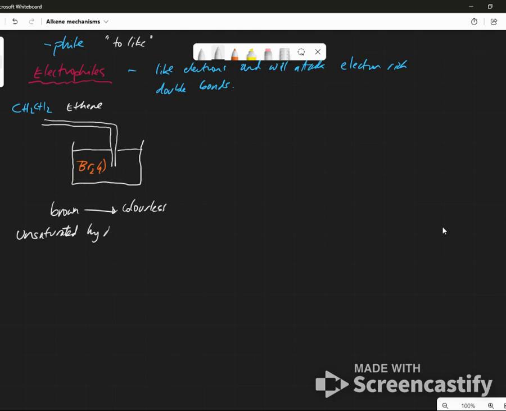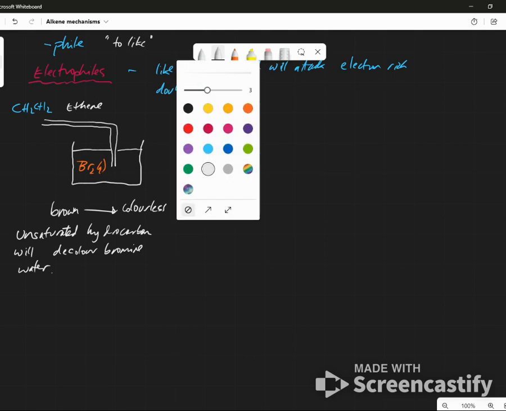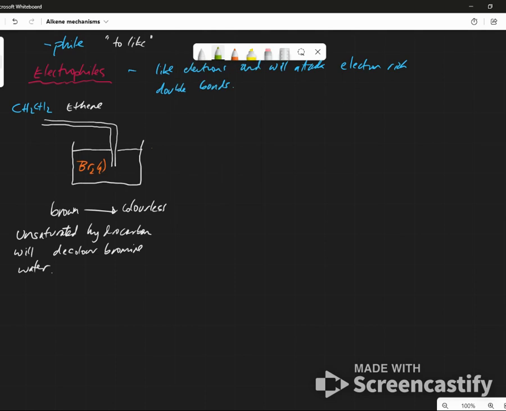Okay, and we say that an unsaturated hydrocarbon will decolour. Oh, that's not how you spell it. Let me get that right. Will decolour bromine water. Okay, and it'll go from brown to colourless. We know that. Okay, so what's happening then? Well, we're still on Form 5 stuff, aren't we? We haven't done anything clever yet.